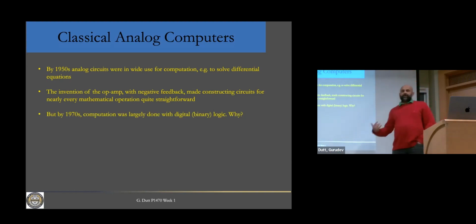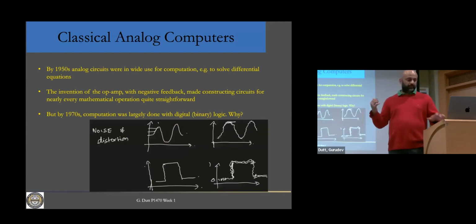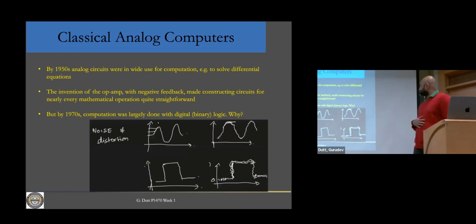But within about 20 years from then, we switched over from analog to digital, in particular, we switched over to digital binary logic. Binary meaning that we only have two states in the computer, 0 and 1. And this sketch sort of illustrates this problem.